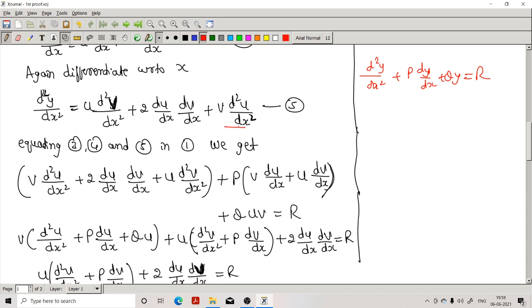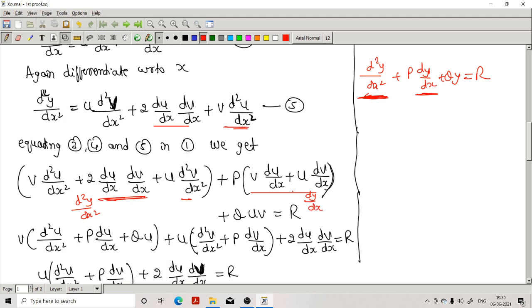So first I write this expression, because it will be very helpful for simplification. Therefore first I write this expression: v into d square u by dx square plus 2 into this, plus u into d square v by dx square. This is the d square v by dx square part. Plus p into dv by dx, and this is the dv by dx part.